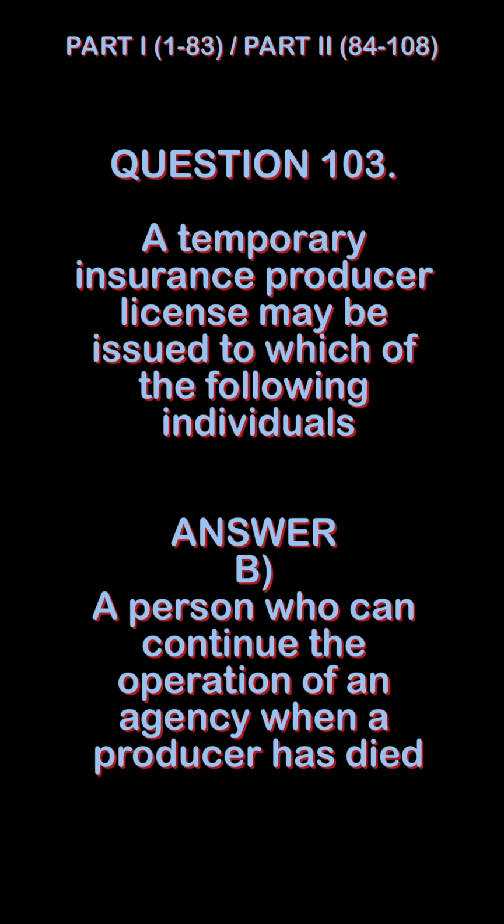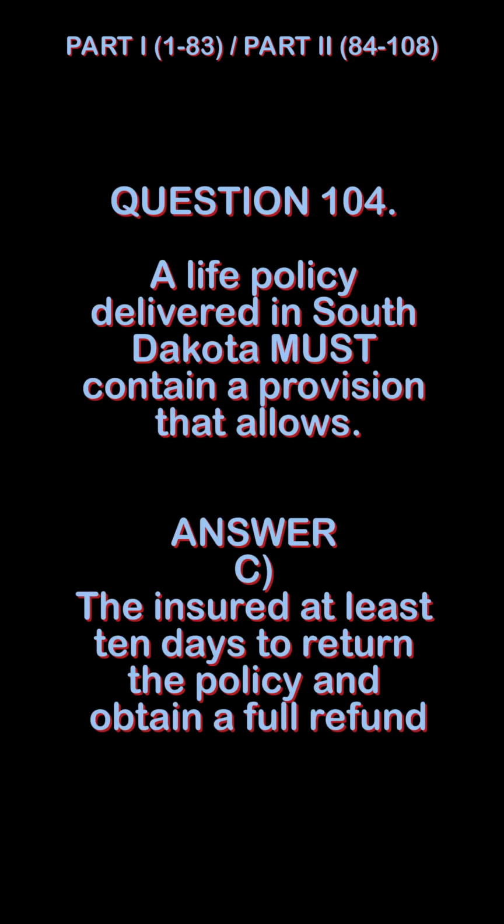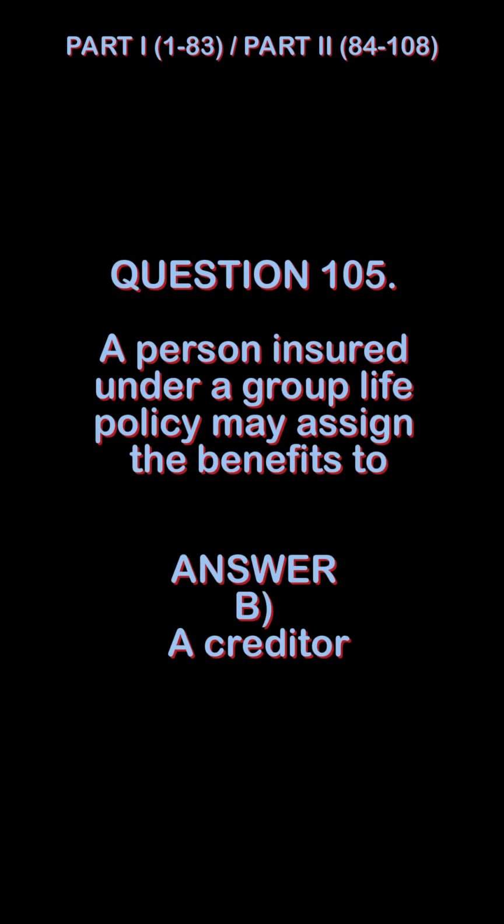Question 103. A temporary insurance producer license may be issued to which of the following individuals? Answer B, a person who can continue the operation of an agency when a producer has died. Question 104. A life policy delivered in South Dakota must contain a provision that allows, answer C, the insured at least 10 days to return the policy and obtain a full refund. Question 105. A person insured under a group life policy may assign the benefits to, answer B, a creditor.